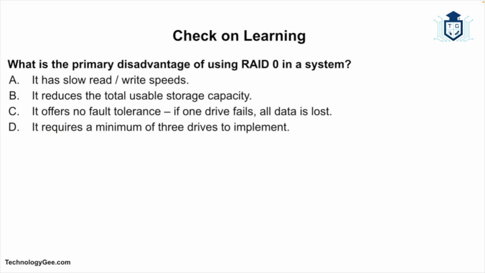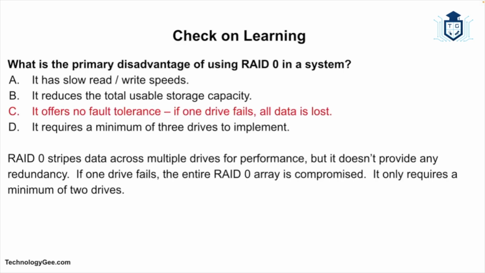Next question: what is the primary disadvantage of using RAID 0 in a system? Is it that it has slow read and write speeds, it reduces the total usable storage capacity, it offers no fault tolerance so if one drive fails all the data is lost, or it requires a minimum of 3 drives to implement? And the correct answer is it offers no fault tolerance, so if one drive fails, all your data is gone. RAID 0 stripes data across multiple drives for performance, but it does not provide any redundancy. So if one drive fails, the entire RAID 0 array is compromised, and it only requires a minimum of 2 drives to set it up.